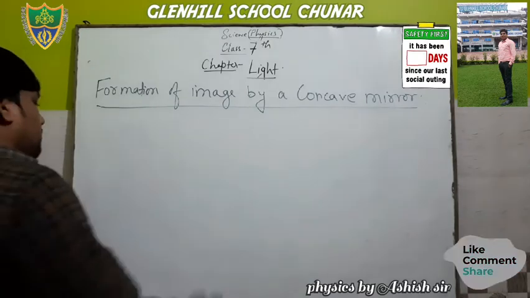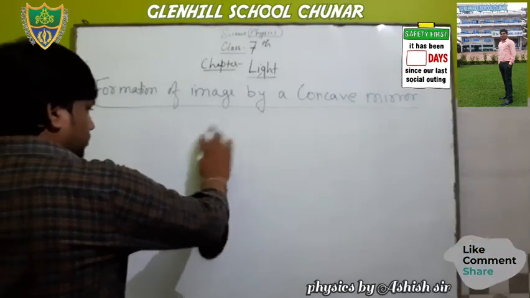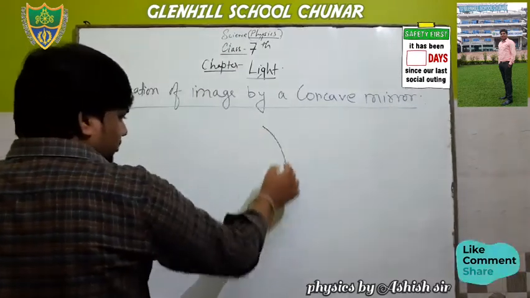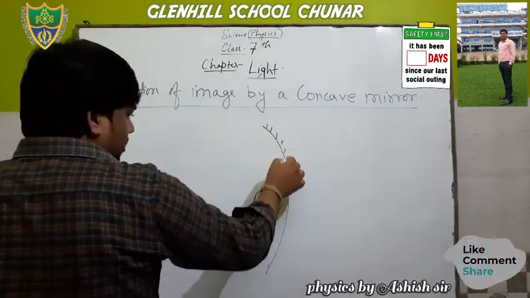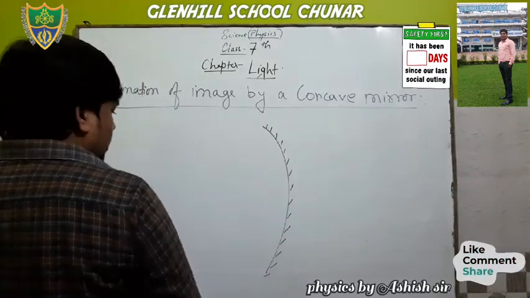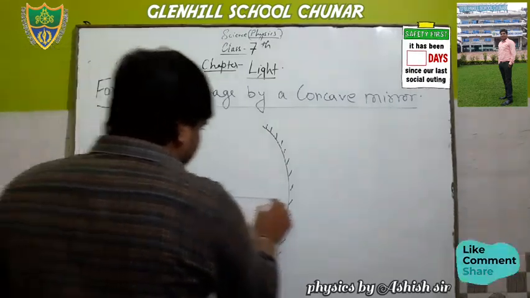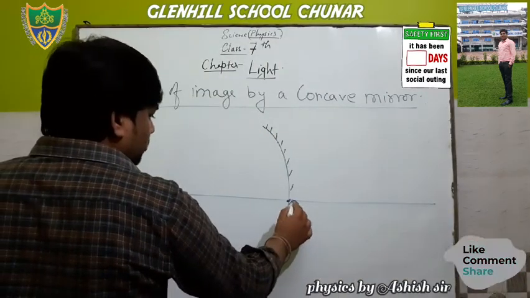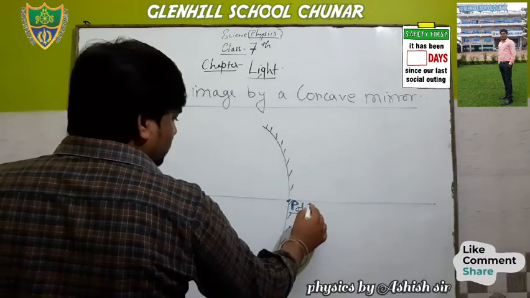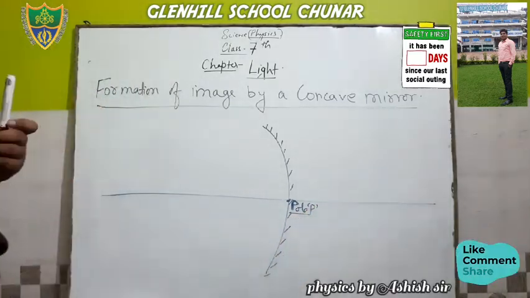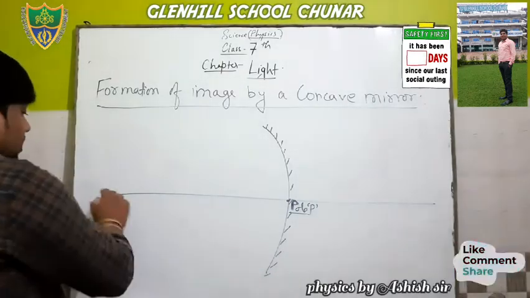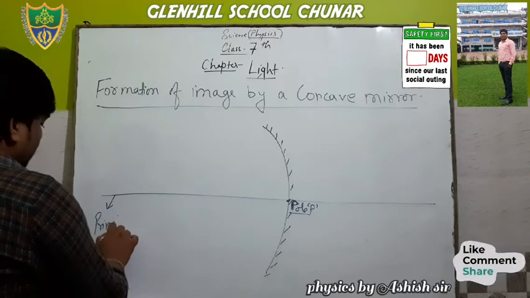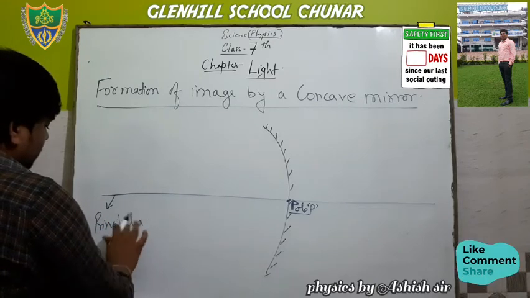simply suppose we take a mirror. Suppose first we take a mirror like this. Okay, this is a concave mirror, and you draw this line which is in the middle. This is a pole. This point is known as the pole, and the symbol of the pole is P. Okay, and this line is known as the principal axis.